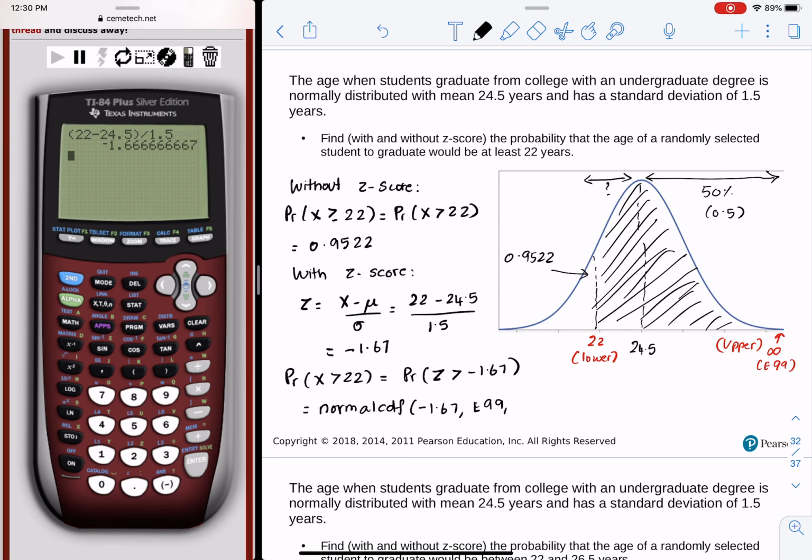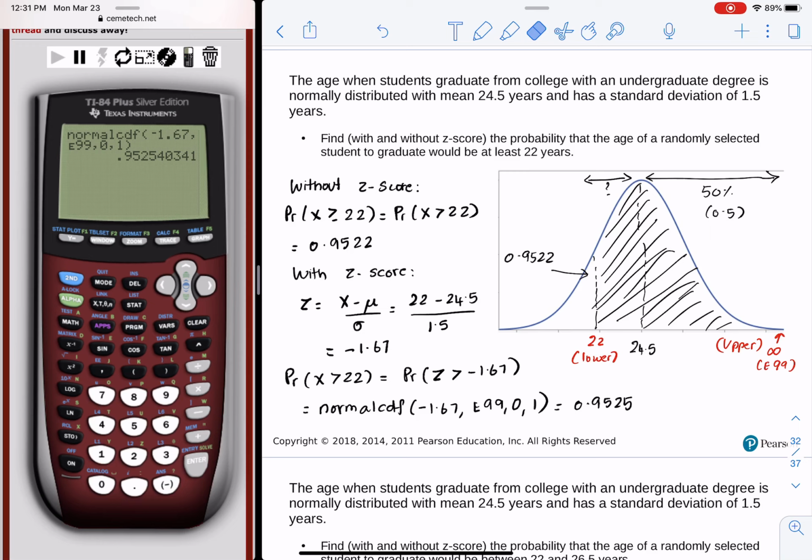Keep in mind, when we convert it to a z-score, the mean becomes 0, standard deviation becomes 1. Second, vars, number 2, we start at negative 1.67, end at E99, the mean is 0, standard deviation is 1, and the answer is 0.9525. Slightly off compared to the previous one, so let's go back and check.